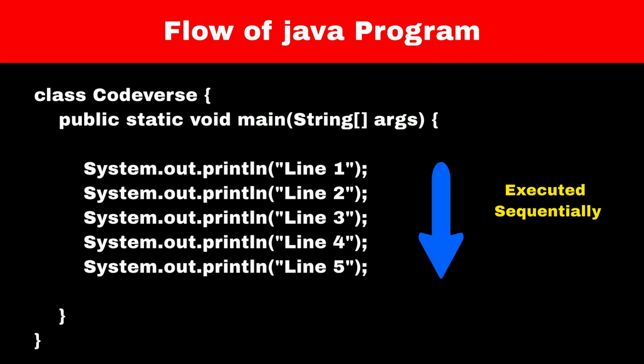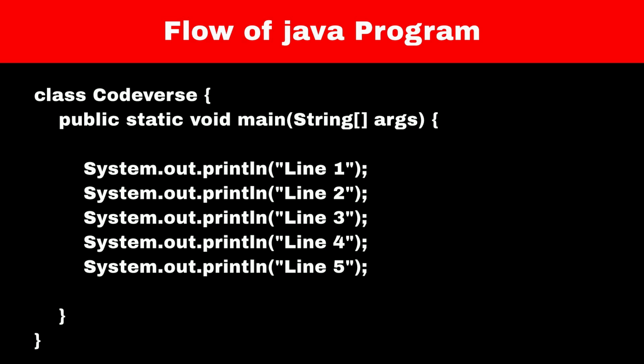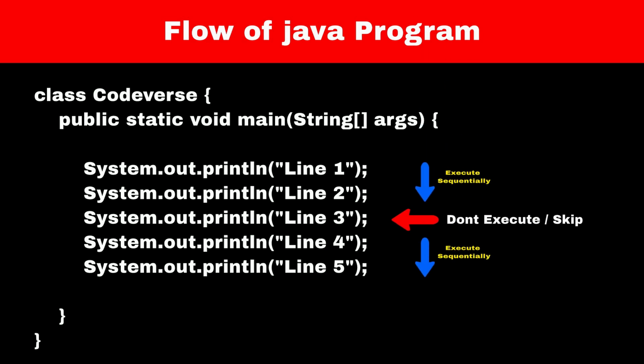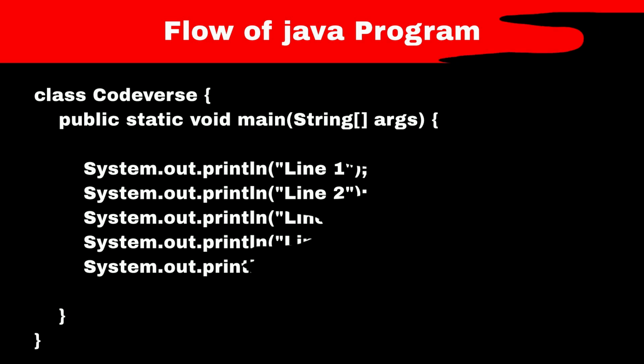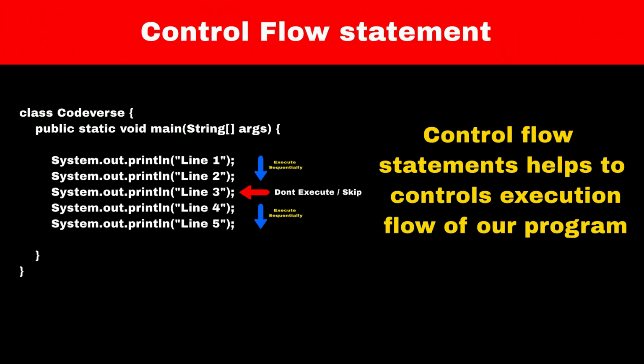But what if we want to control the order of execution of program? Meaning, if there are 5 lines in a program and you don't want to execute the 4th line for some reason, then how will you achieve it? Here, control flow statement comes into the picture. Control flow statement in Java allows us to determine order in which our codes run.